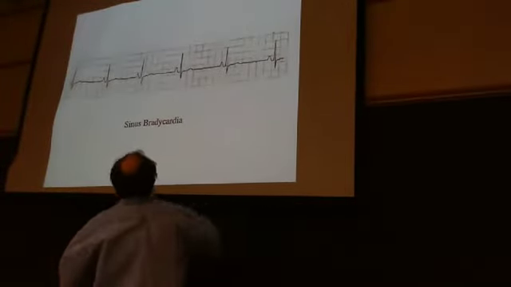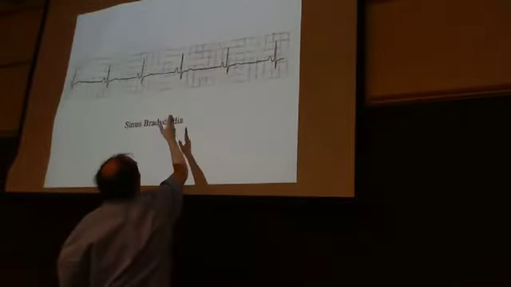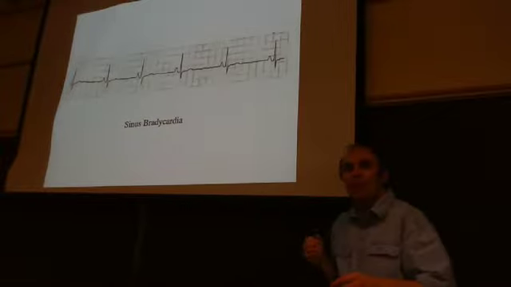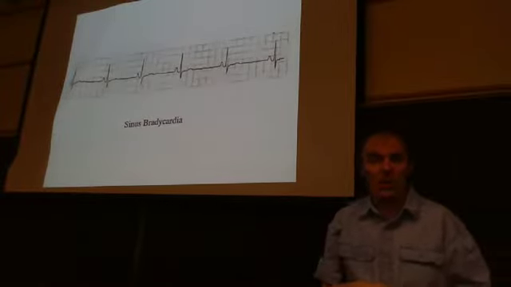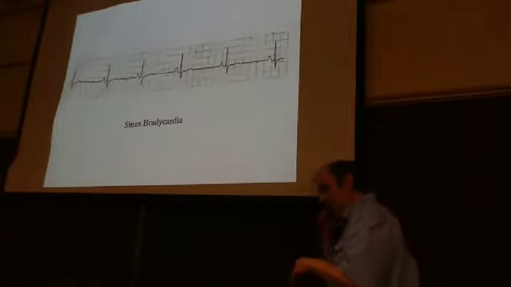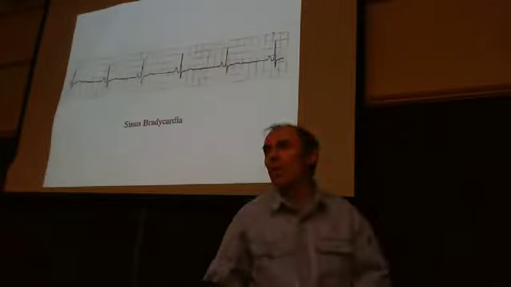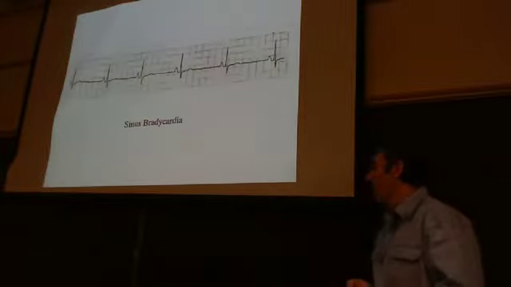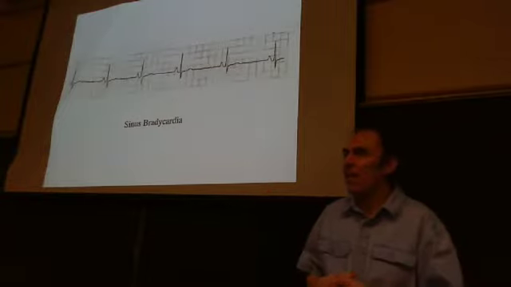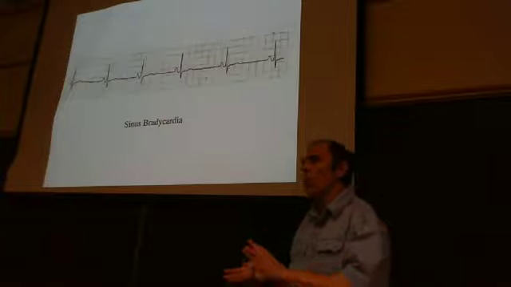So how many big boxes are it? 1, 2, 3, 4, 5, 6, 6.5 basically big boxes. Well, that's a slow rate. 6.5 times 0.2 is, you got to do the math. It's going to probably be going somewhere around 45 beats per minute or something like that. That's unusually slow. So what does that mean?